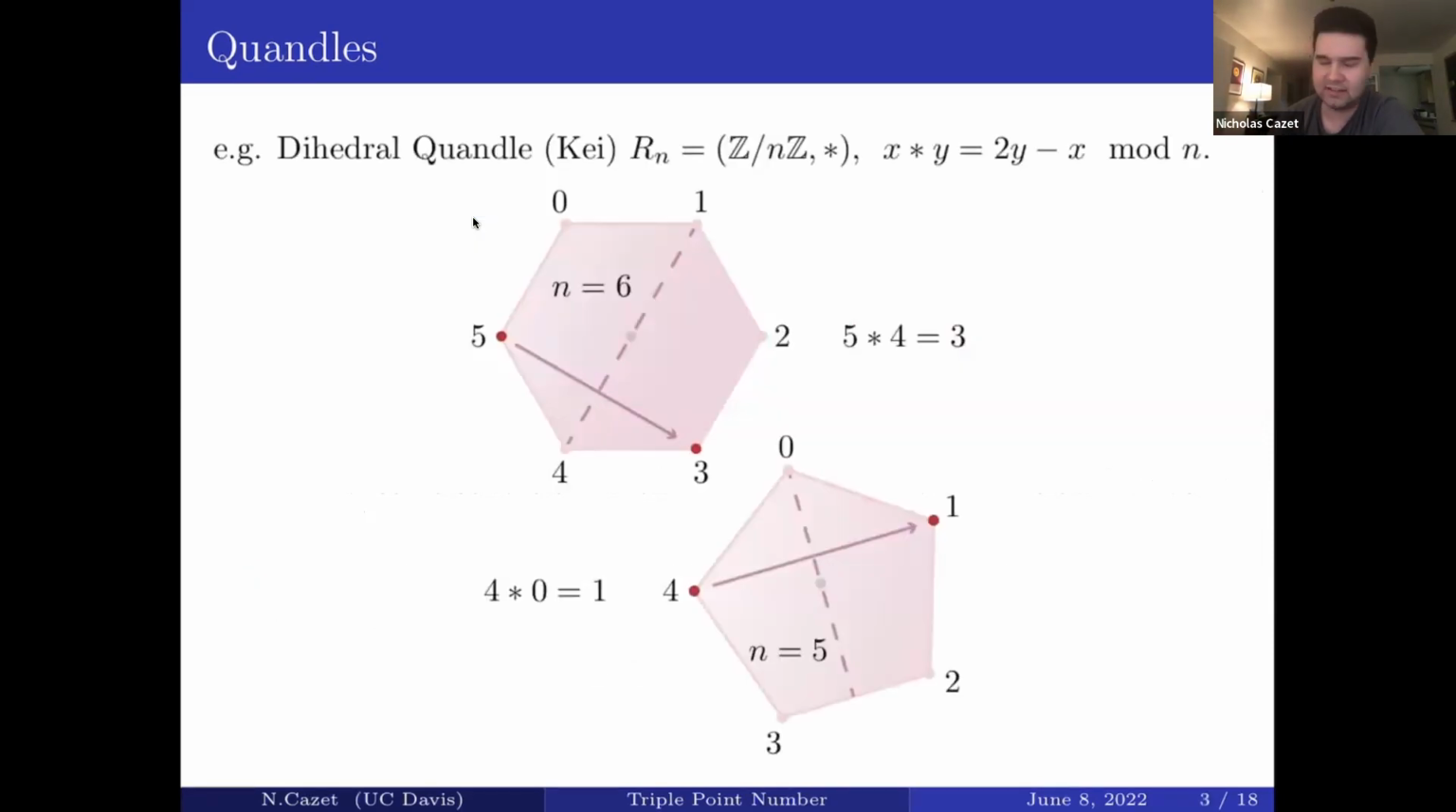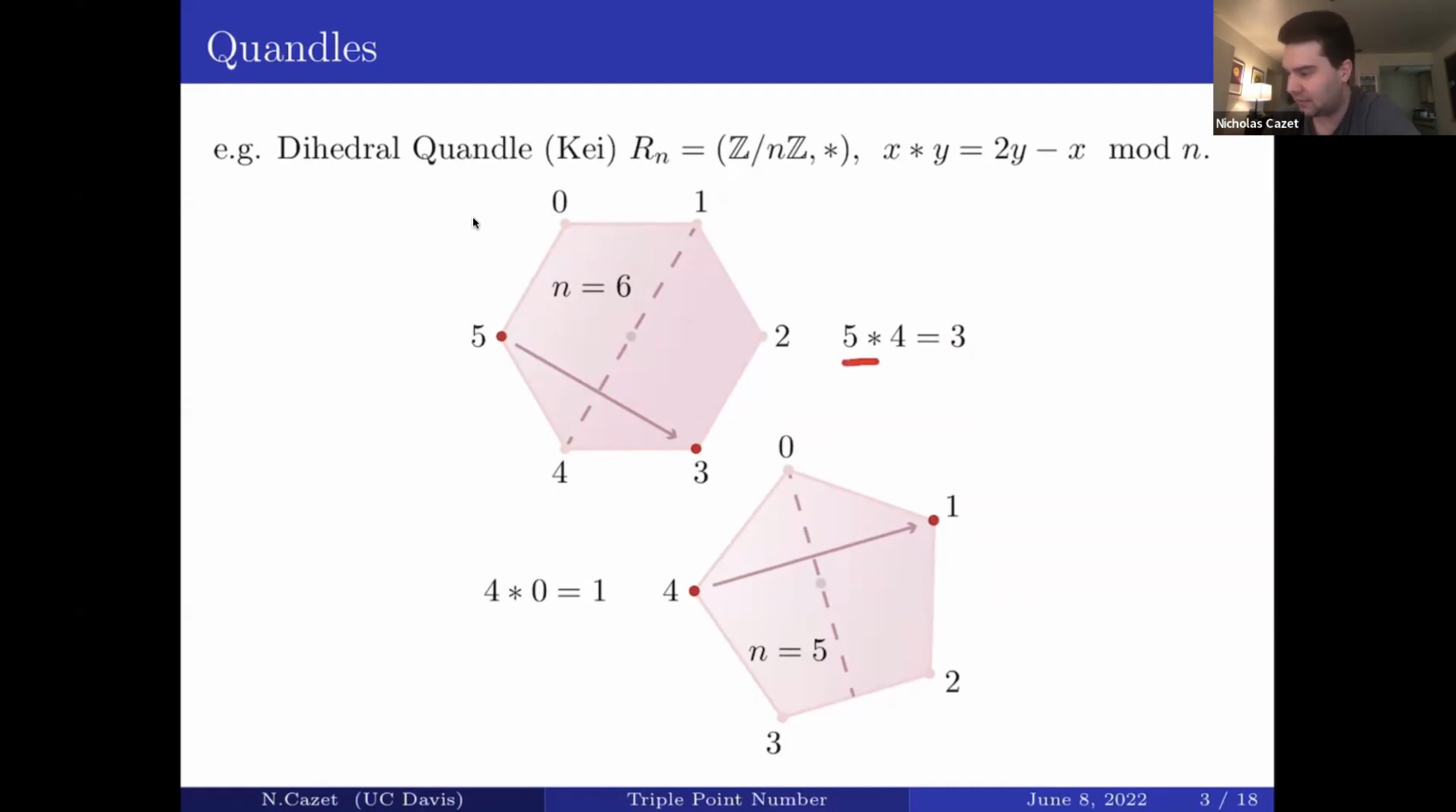One example is Fox's n-coloring. This is a dihedral quandle. It's really a kei. It doesn't depend on the orientation. So three coloring satisfies this relationship of 2y minus x mod n, for some n. And one way that they're not all nice like this, but this one has kind of a fun interpretation geometrically. You take a regular n-gon, and to describe the product, to create a multiplication table, say you're doing 5 times 4.